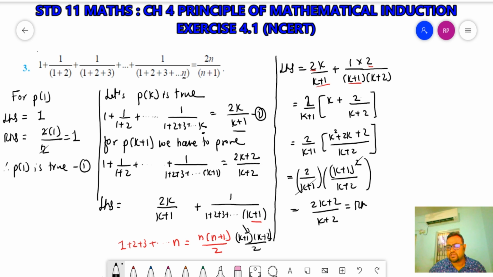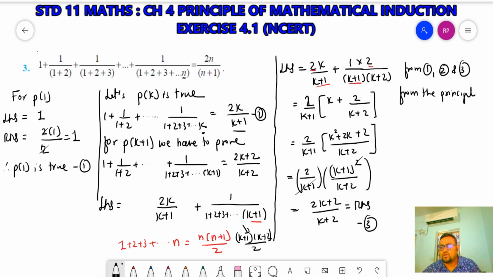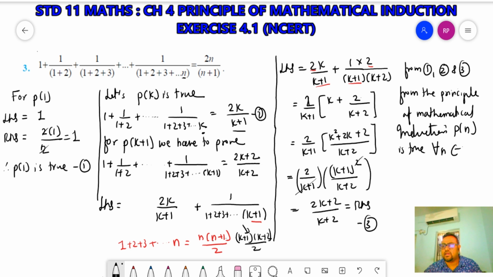And this is equal to RHS. Here, so from 1, 2 and 3, from the principle of mathematical induction, P of n is true for every n belonging to N.